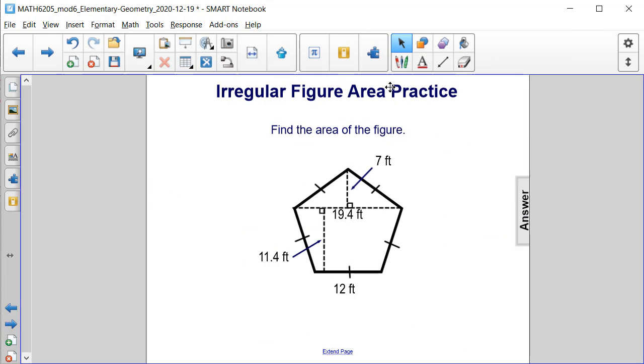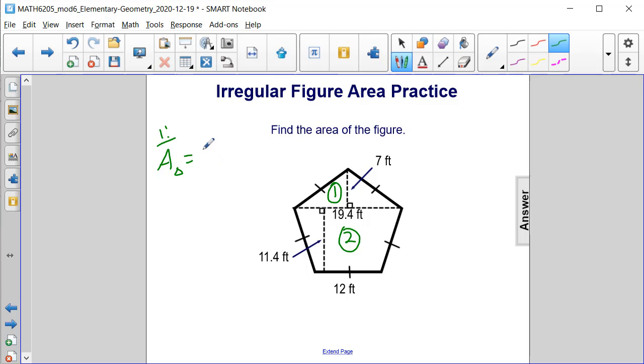Find the area of the figure. What we have here is a regular pentagon. All of its sides are congruent, and the regular pentagon can be split into two shapes. First shape being the isosceles triangle, and the second shape being a trapezoid. We know how to find the area of both of those shapes. So let's start with the area of the triangle.